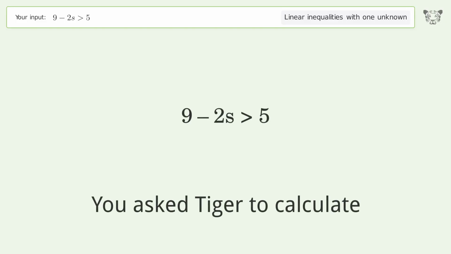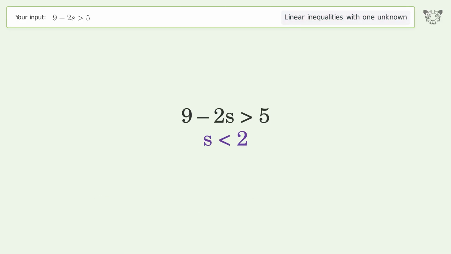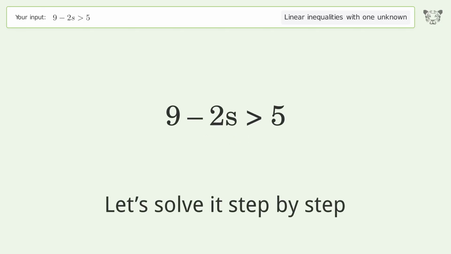You ask Tiger to calculate. This deals with linear inequalities with one unknown. The final result is s smaller than 2. Let's solve it step by step.